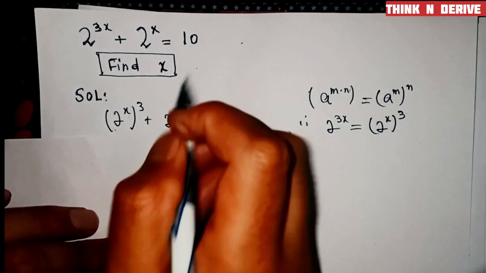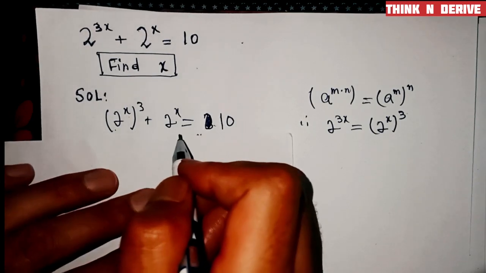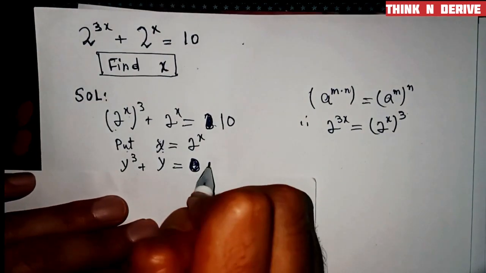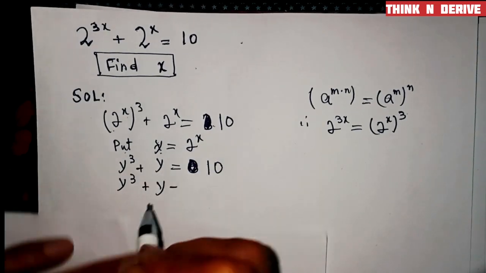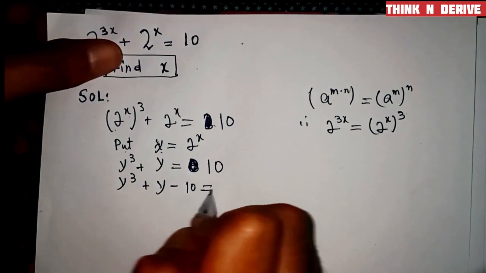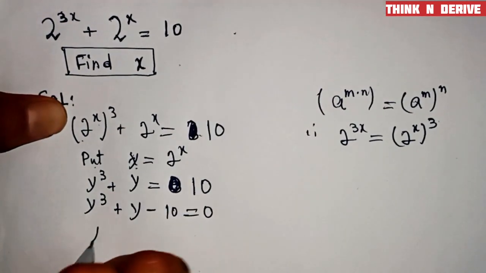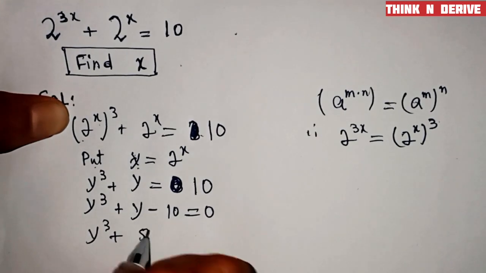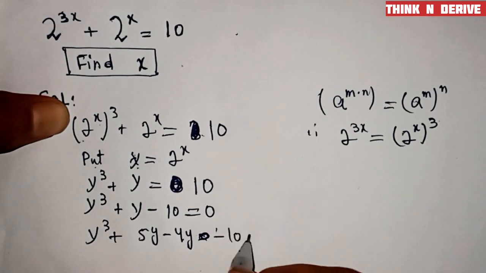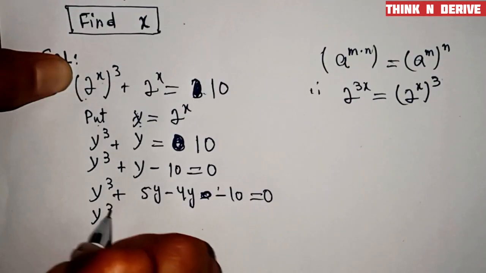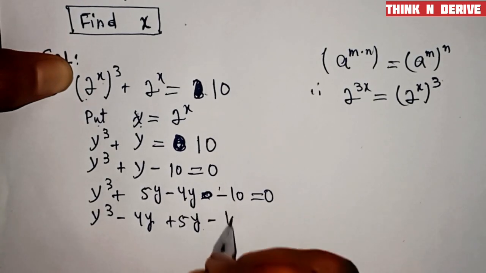And now we will put 2 power x equal to y. So this equation will become y cube plus y equals 10. Now we will transpose 10 to the left hand side, so that y cube plus y minus 10 equals 0. We will separate this middle term: y cube plus 5y minus 4y minus 10 equals 0, that is y cube minus 4y plus 5y minus 10 equals 0.